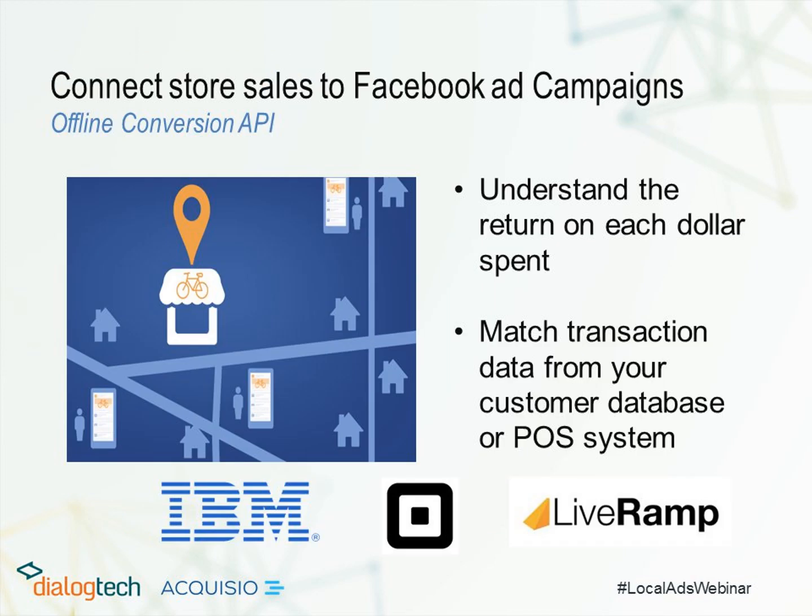And with the new update, besides the store measurements, you also have the ability to connect store sales to Facebook ad campaigns using the offline conversions API. Advertisers now basically have a way to connect transactions that take place in store or over the phone to their ads. The offline conversions API allows businesses to match the transaction data from their customer database or point of sale system to ads reporting, helping them better understand the effectiveness of their ads in real time.